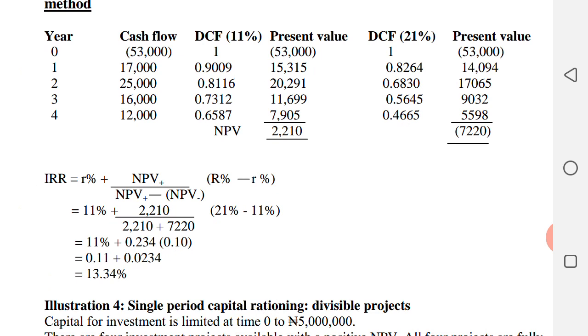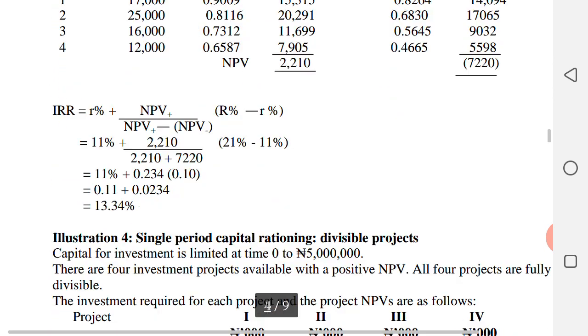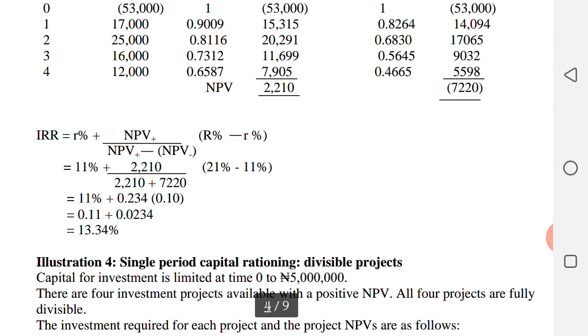Any return that does not meet this IRR, we should not accept it. So if the rate of return of that project is higher than the IRR, then we should not accept the project, because IRR is the rate that will make the project break even.